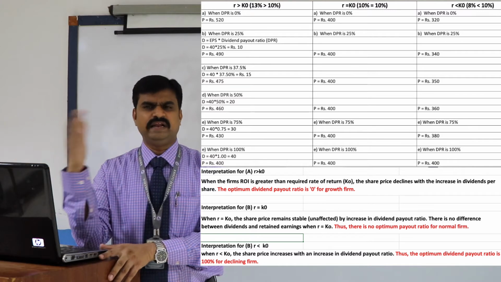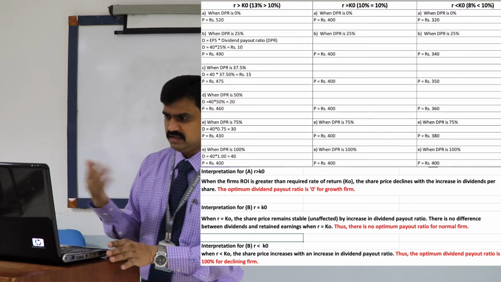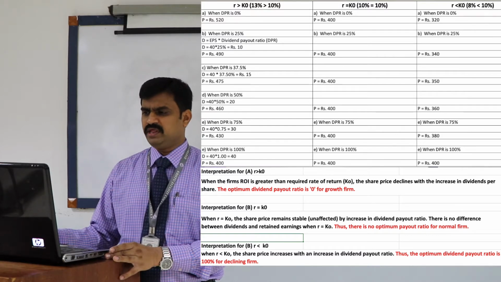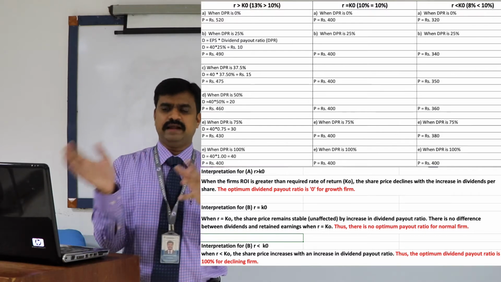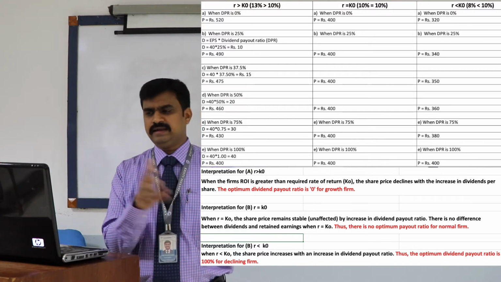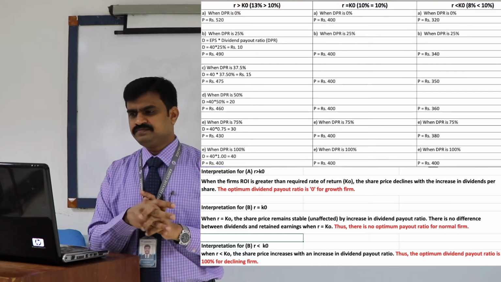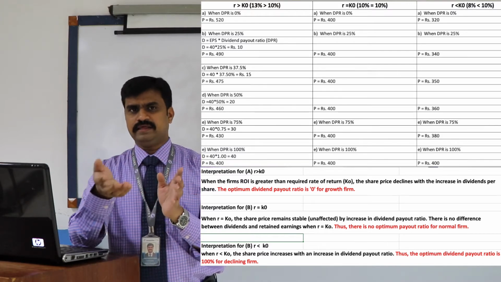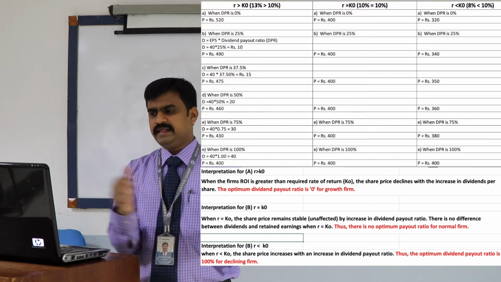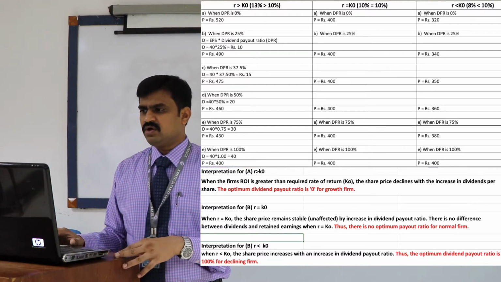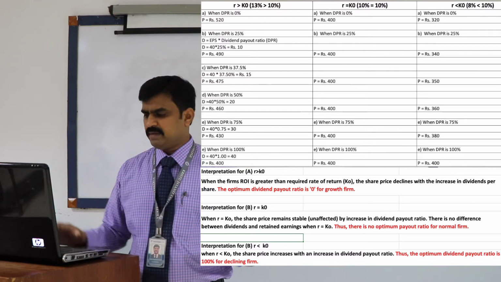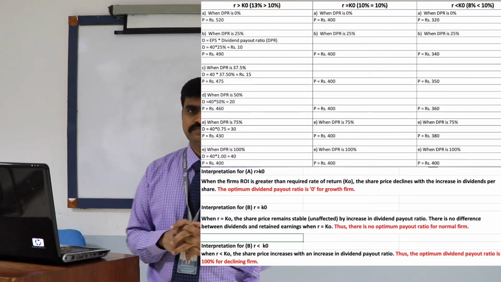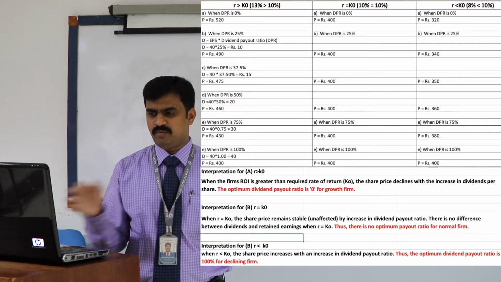Now I'll teach you how to write the interpretation, how to interpret this. So we'll give it for the first column. What is the first column? When R is greater than K naught, that means my earning capacity is more than the cost. That means my internal rate of return, or the return on investment, is greater than the cost of capital. That is R is 13% and the cost of capital is 10%. Now observe what is happening to the price of the share. When DPR is 0, how much is the price of the share?